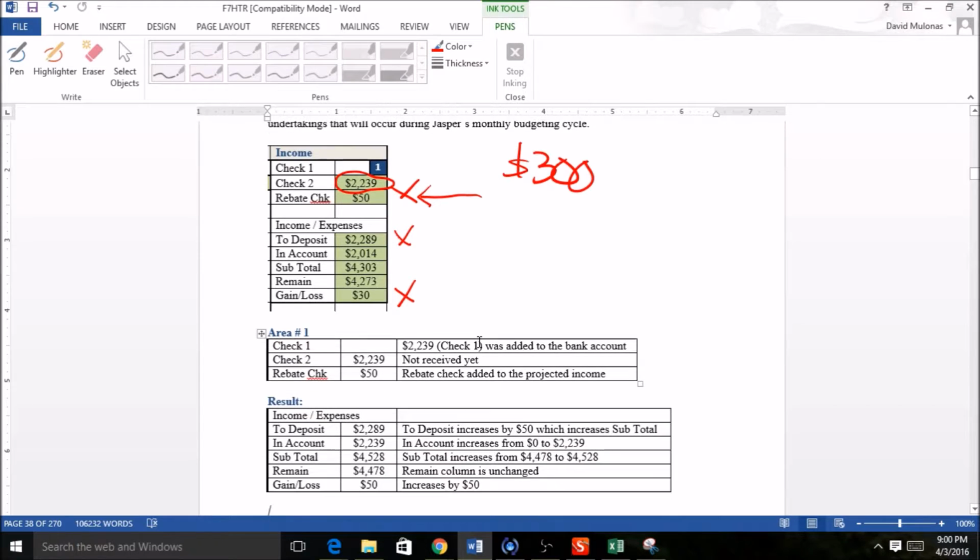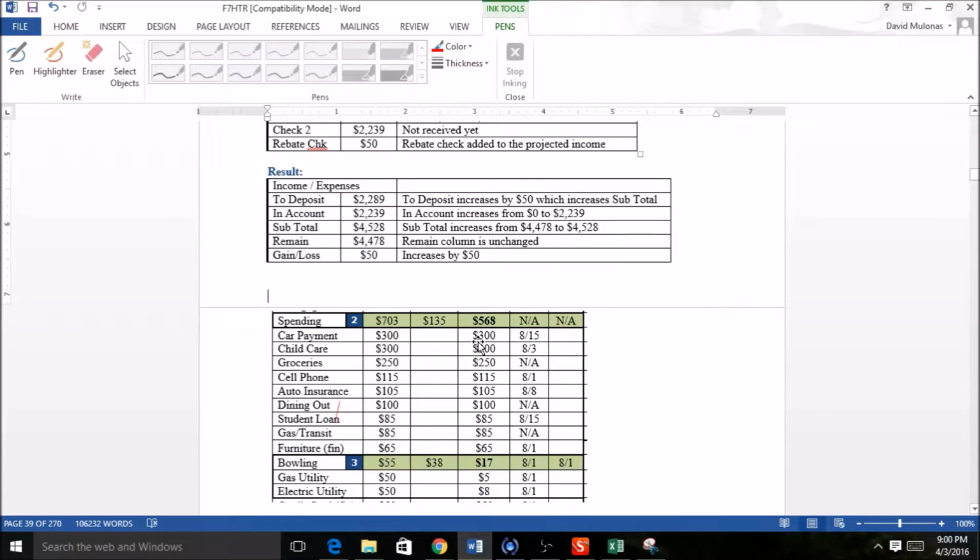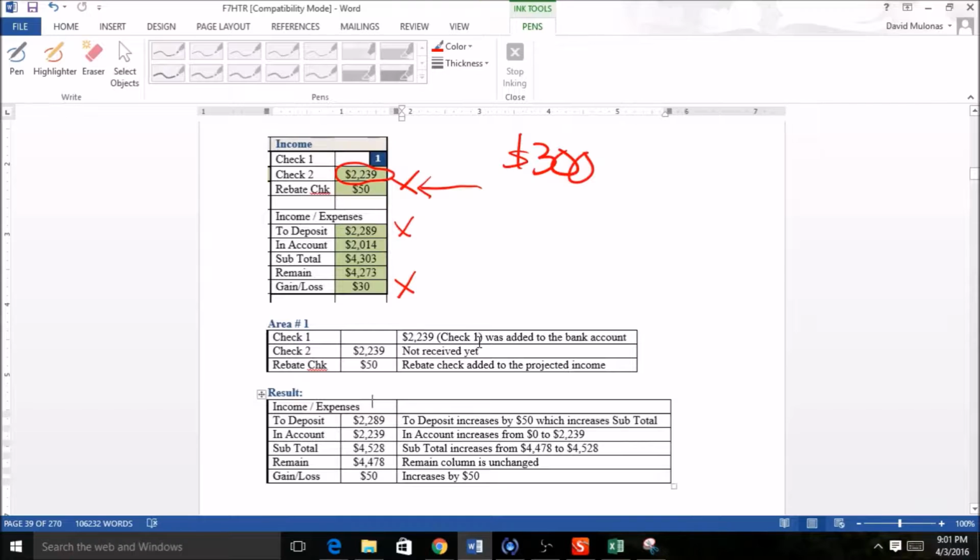You can see I've taken some snippets from the master budget sheet and stuck them up here so we can look at them. As we go a little further, we're seeing what the results are, not so much what it stands at this point. When we see that $50 comes in, the subtotal for the month increases, and the remain column is unchanged because there's no money coming out for anything that it's accounted for. This is truly a gain of $50 over and above what the normal budget scenario would be.